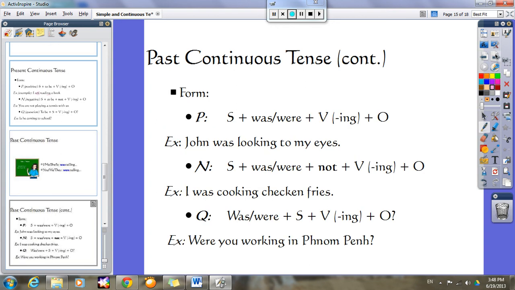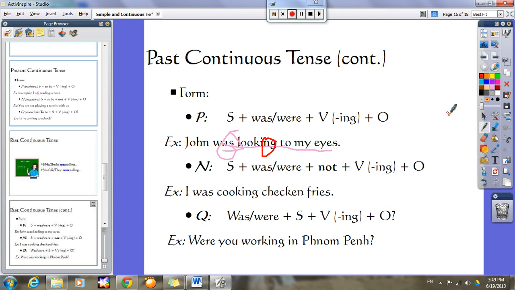Before we come to examples, let's know how to form a past continuous tense. First, we use was or were, be in the past, plus again the present participle, I mean verb ing. If you look at the example for positive, I was looking to my eyes. Here the verb is was, because of John we use was looking to my eye. After was we put verb ing.